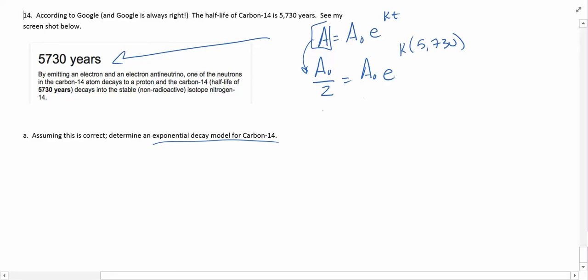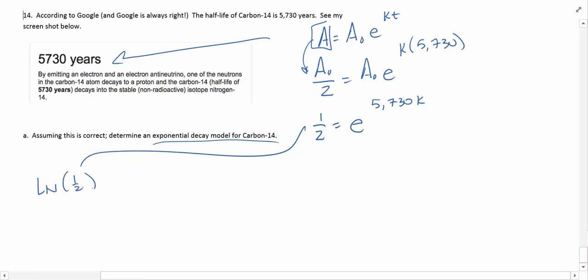Okay, so here's what we end up having. A naught over 2 equals A naught e to the 5,730k, so this is going to be 1/2 is now equal to e to the 5,730k. If you just multiply both sides by 2 and then divide by A naught, your initial amount goes away. So now I'll come down over here for you. So the natural log of both sides here, natural log of 1/2 is now equal to the natural log of e to the 5,730k.